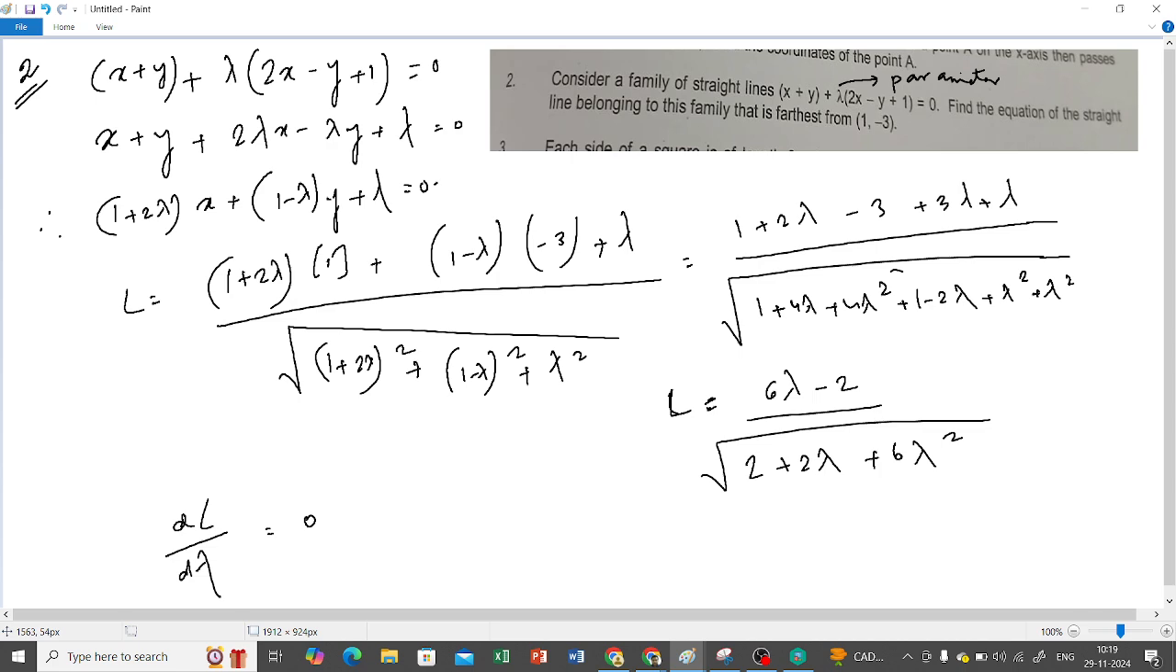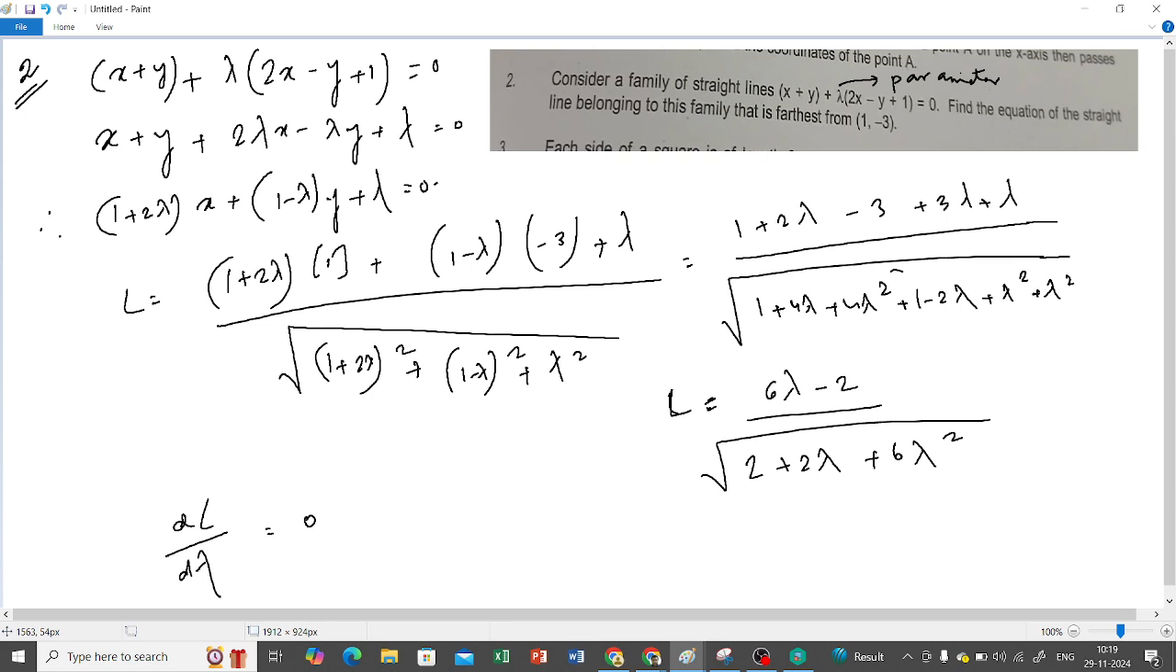I have to find one family member from this family of straight lines which will be farthest from 1 comma minus 3. Now this is a sum which is a combination of equation of straight line and maxima minima. Maxima minima is a part of application of derivative. Can you hear me properly?